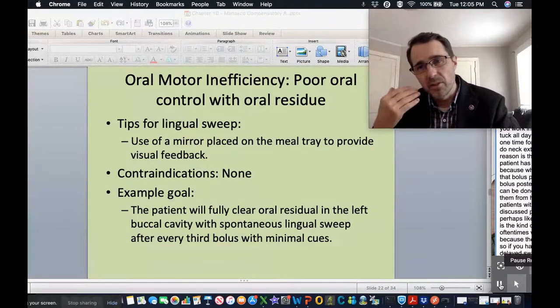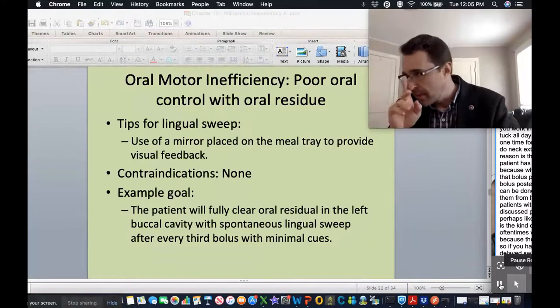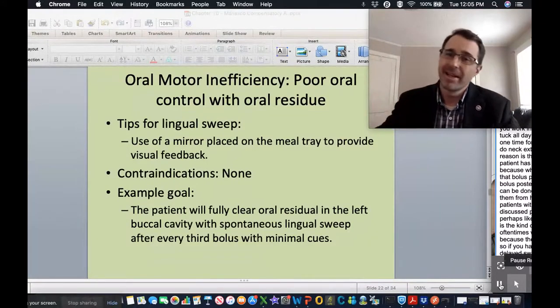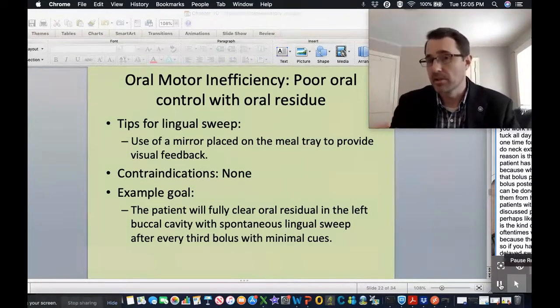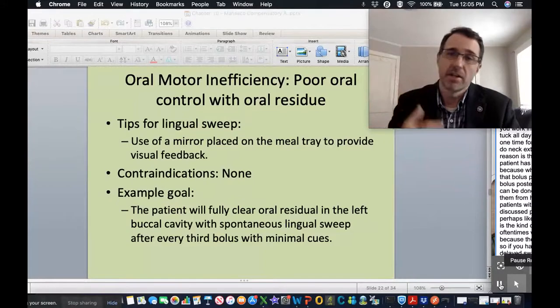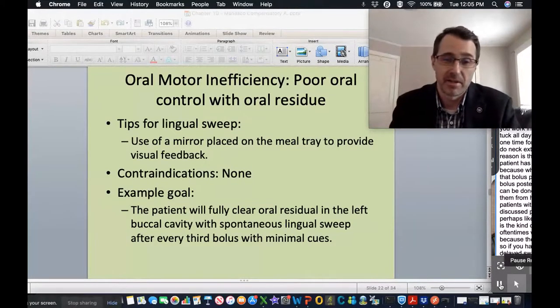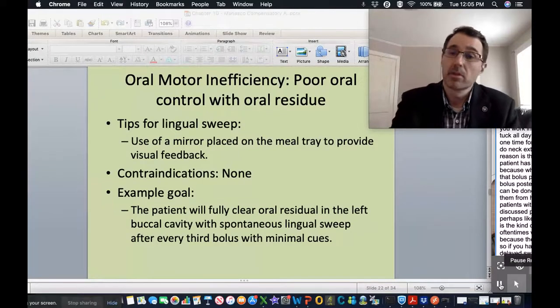Although if they do have a lack of sensation, then they may need a mirror placed close to them. So while they're eating, they can turn and check their oral cavity, check their buccal cavities to see if there's stasis in there to do the sweep for.